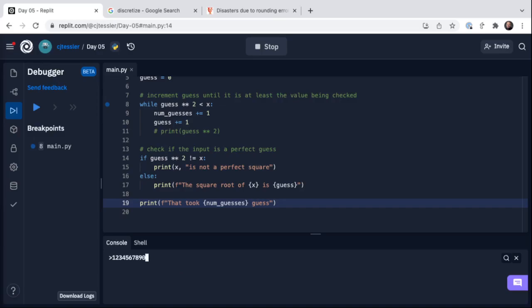But what if we were doing a number like that? So a much larger number. I just went across the keyboard and did all of our digits. That took 35,137 guesses. Took a little while, right?